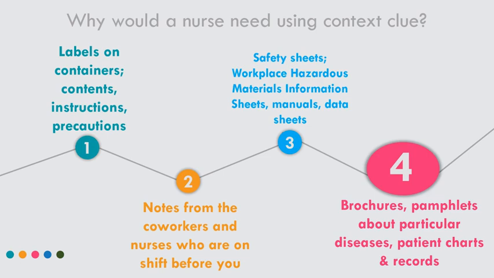Third, context clues will also help you when reading safety sheets, such as workplace hazards, material information sheets, manuals, and data sheets. Lastly, you need this strategy when reading brochures, pamphlets about particular diseases, patients' charts, and records which are written in English.